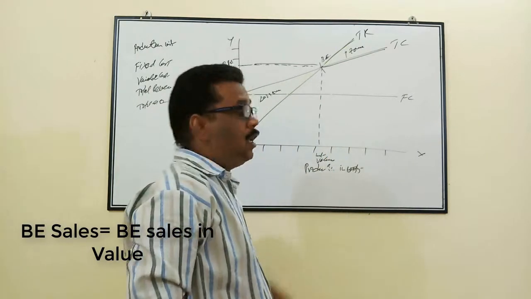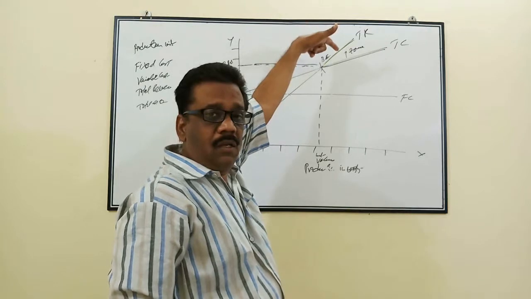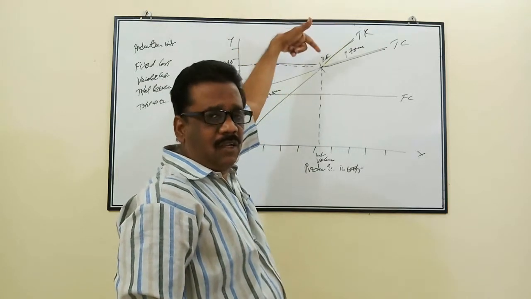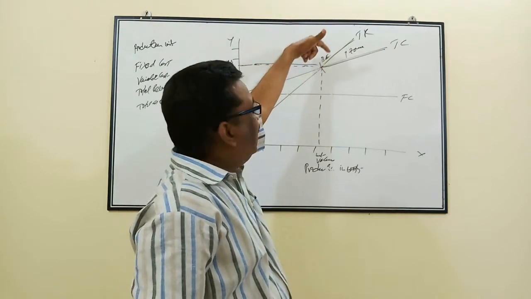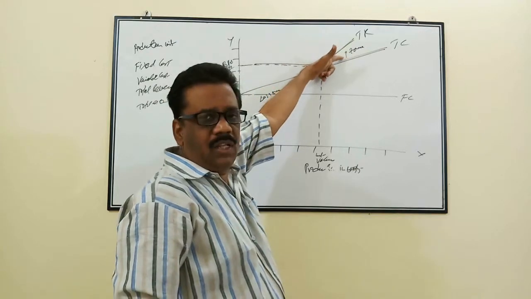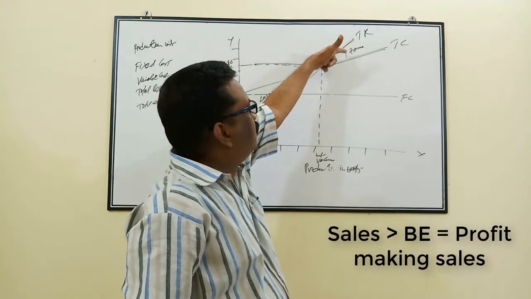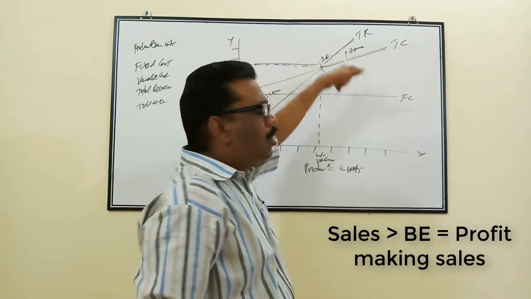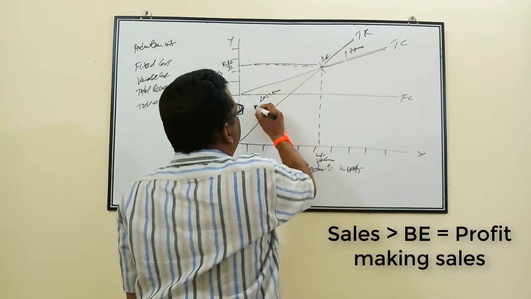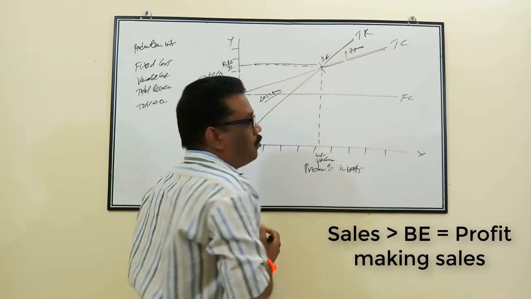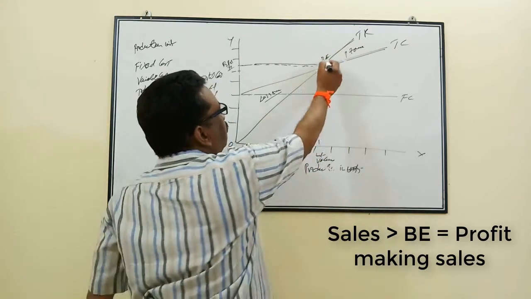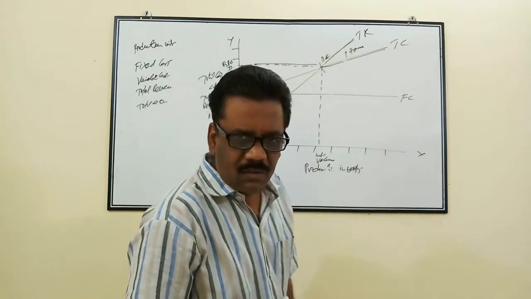The reason is, beyond the break-even, the sales will generate additional income. That additional income, after excluding the total cost, gives the result of profit. And below the break-even is the loss making zone. In between, the break-even point exists.